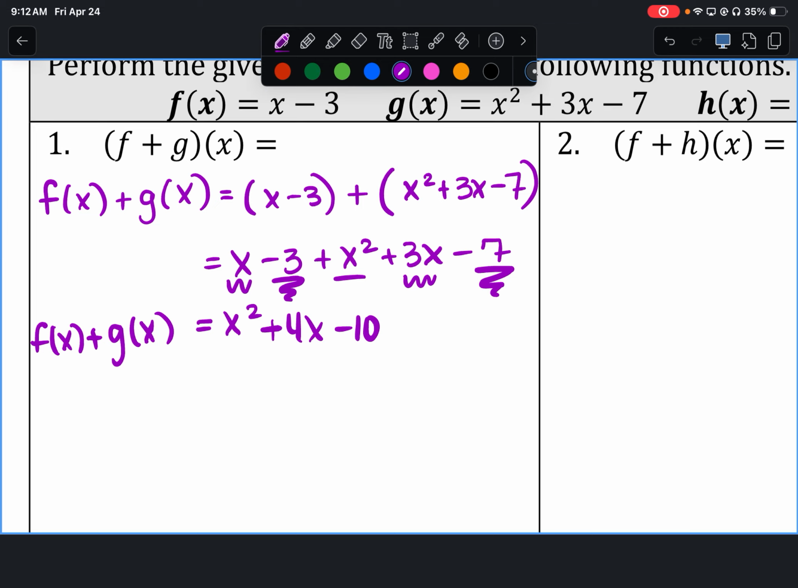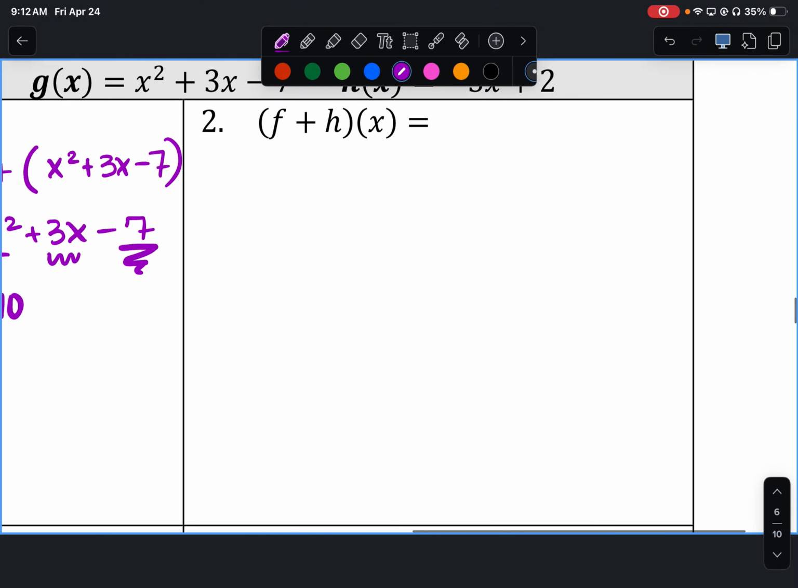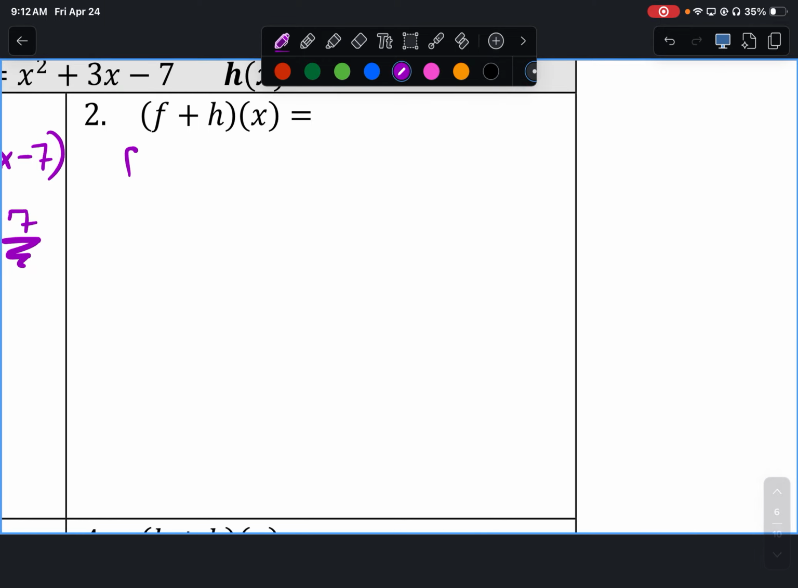That is all we are doing for this addition section. Is this new? No, we have done it before. The only thing that's different is that we have to manually set it up. It's not given to us in the addition format. So for number 2, we have (f plus h) of x, so we have f of x plus h of x.